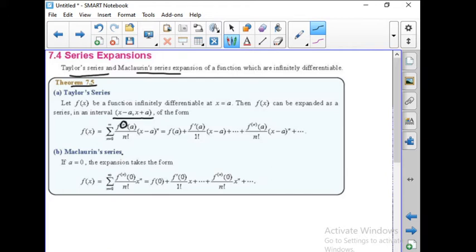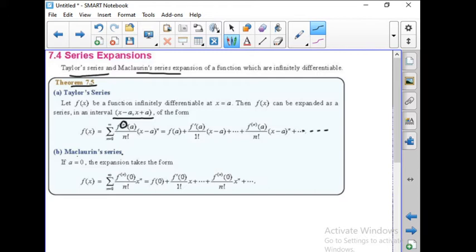If we expand this, putting n equal to 0 we get f of a. Putting n equal to 1 we get f dash of a by 1 factorial x minus a, etc., up to n equal to n, we get f raised to n of a by n factorial x minus a the whole power n plus etc. It goes on because it goes up to infinity.